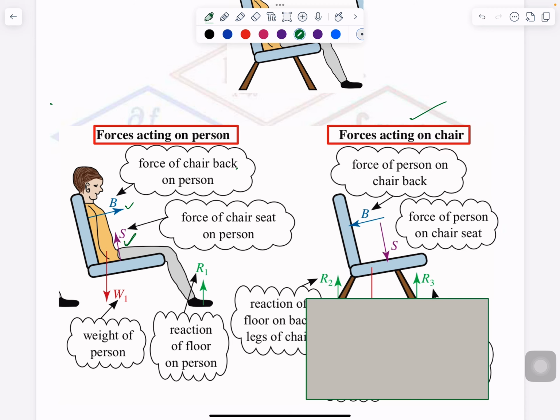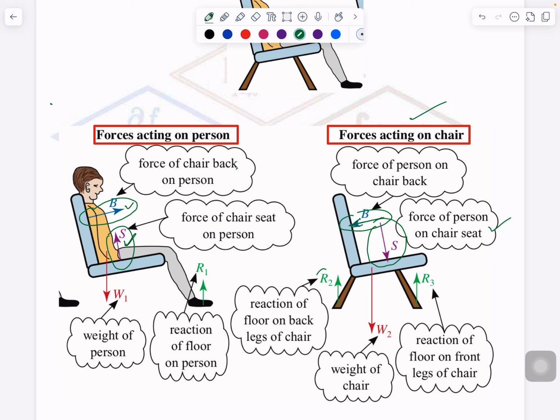Now see the forces acting on the chair. Definitely it is the boy who is pushing it backward on the back of the seat, so they are equal and opposite in direction. Similarly, the force of the person on the seat of the chair, this one. Can you see here? It is equal and opposite.